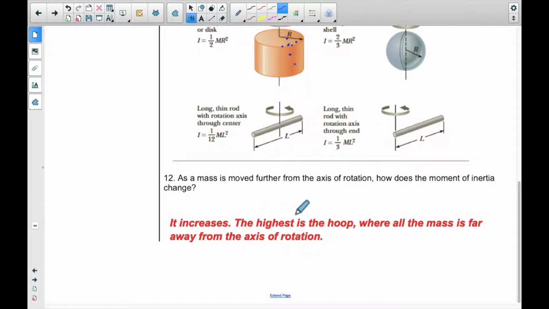The highest is the hoop, where all the mass is far away from the axis of rotation. And so remember, it's the R squared. It's I equals mr squared. And so as things are going out farther and farther, it is increasing that R squared.